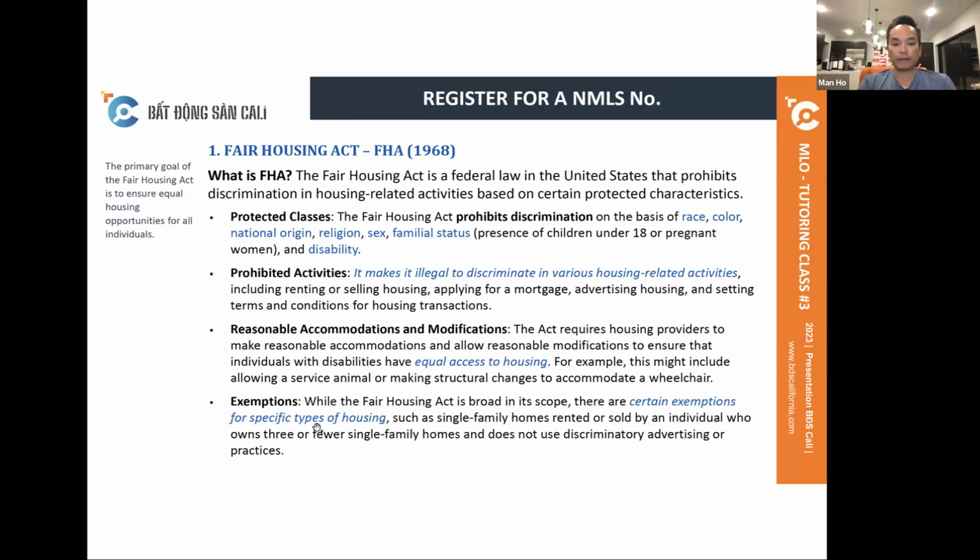There are certain exemptions for specific types of housing, such as single-family homes rented or sold by an individual who owns three or fewer family homes and does not use discriminatory advertising or practices. So if you buy and sell rental property, meaning you're an investor, and you keep acquiring property for rent and for sale, and you own more than several homes, then this act won't protect you. I have a couple more in the next few slides, and I will explain that.